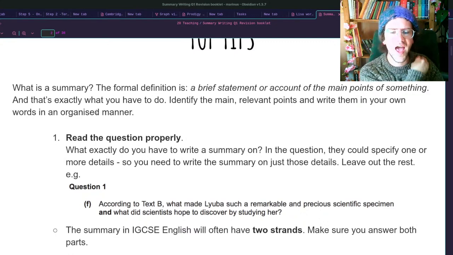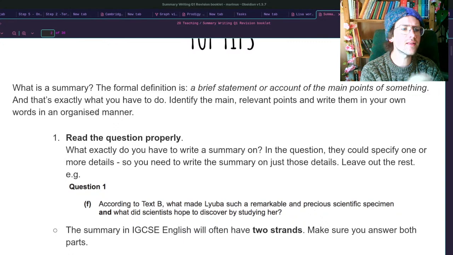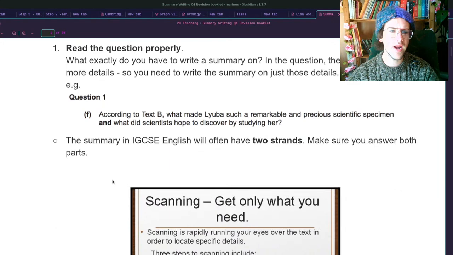So step one, we have to read the question properly. Okay? So we need to ask ourselves, what do we need to write a summary on? They aren't going to be like, summarize this passage. They're going to ask for something specific. Okay? So this is always question 1F in your exam.